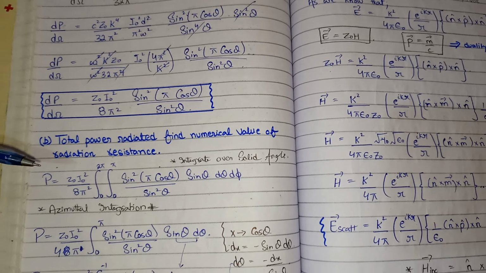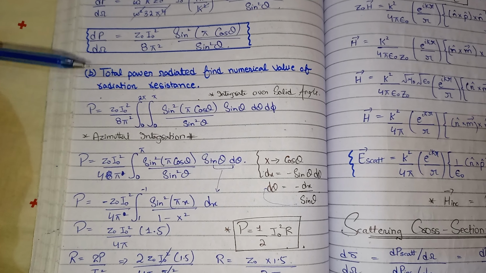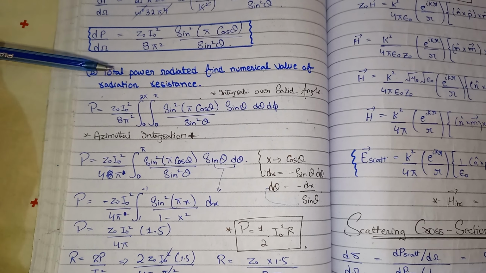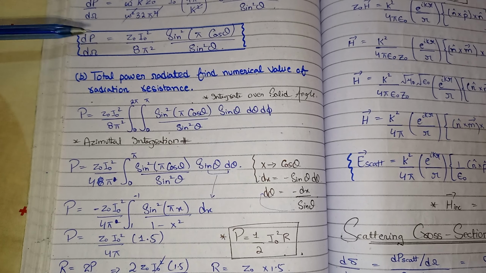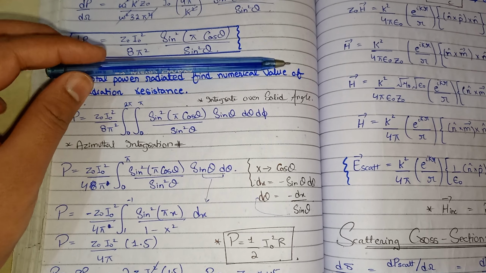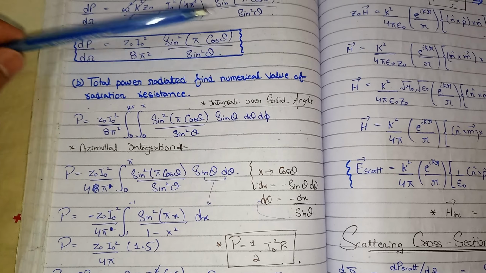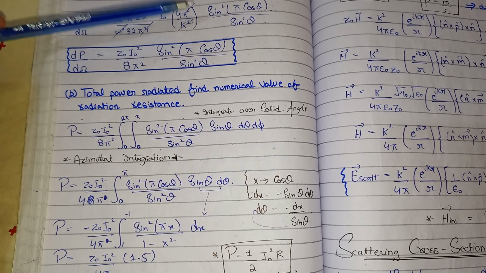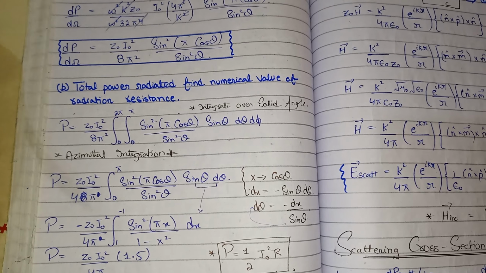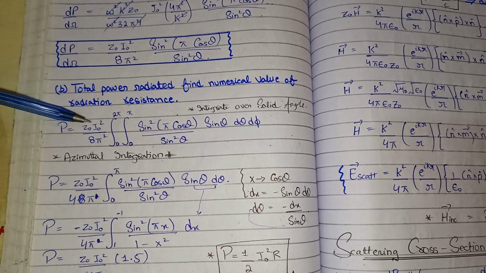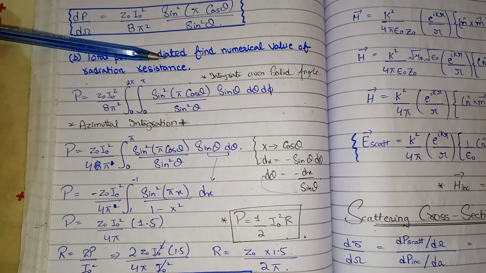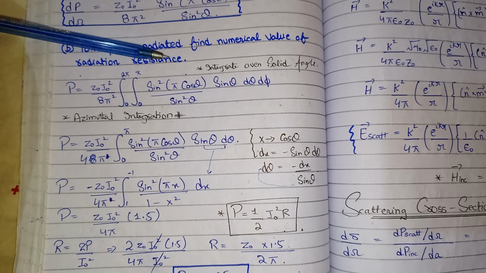The next part says that you have to find the total power radiated. We already found it, but now find its numerical value. This is your formula type. You have to find the numerical value of the radiation resistance. In terms of resistance, you have to find it.